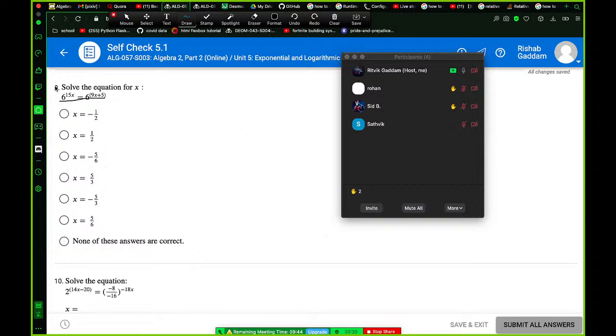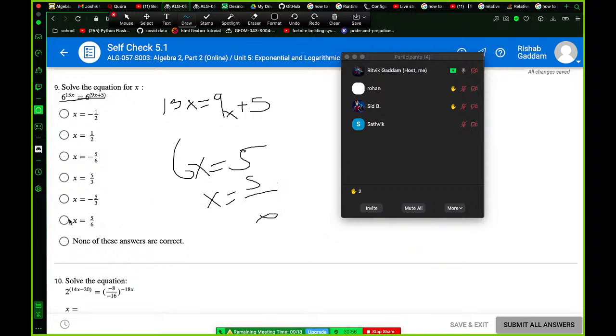So, number 9. If you want to do number 9, then raise your hand. Okay, Rohan, you can do this one. Okay, so with the 9x plus 15 is equal to 9x plus 5. So then we put 6x is equal to 5. X is equal to 5 over 6. So 6 is the last one. No, it's almost the last one. Actually, yeah, you're right. It is the second to last one.